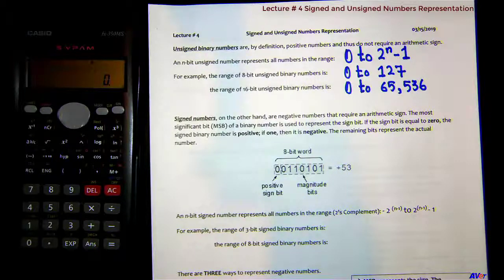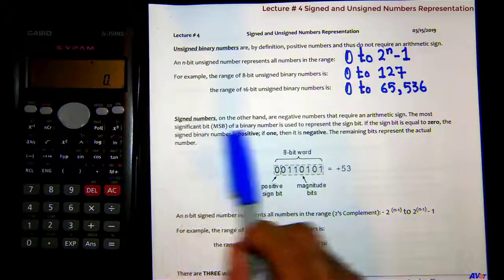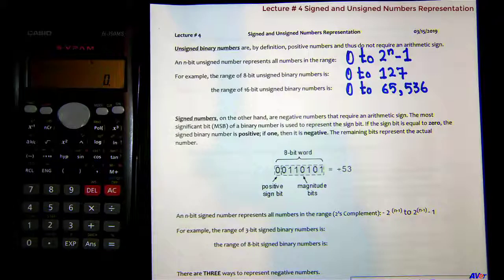For the signed numbers, which are the negative numbers, it's a little different. Okay. Signed numbers, on the other hand, are negative numbers that require an arithmetic sign. The most significant bit of a binary number is used to represent the sign bit. If the sign bit is equal to 0, the signed binary number is positive. However, if it's 1, that binary number is considered negative. The remaining bits represent the actual number.